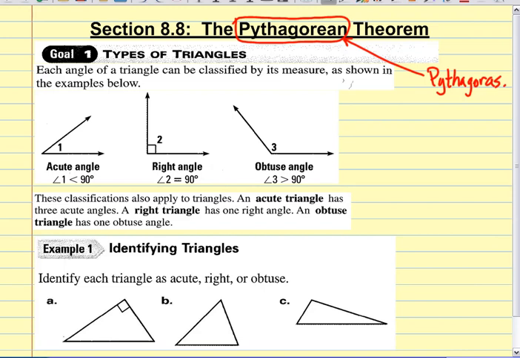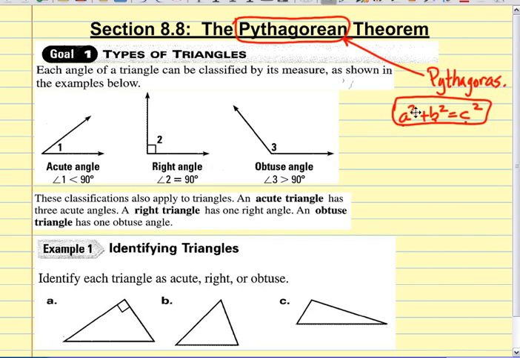And his famous theorem, we named the theorem after him, and we'll talk about it in just a bit. That's what the title of this section is. His famous theorem is a squared plus b squared equals c squared. Okay? The A, B, and C are sides of a right triangle, and I'm going to show you what those are in just a minute. But first, let's look at some definitions.